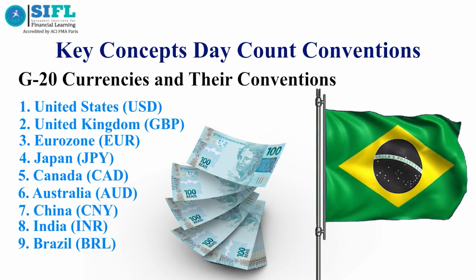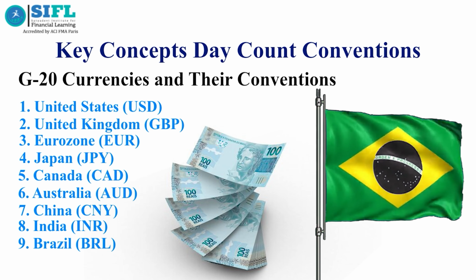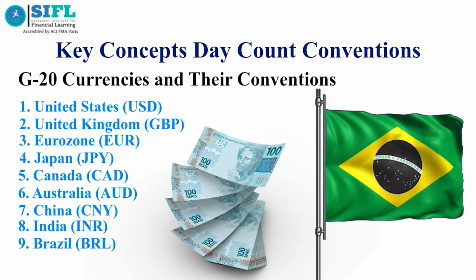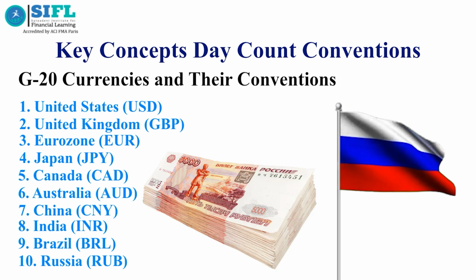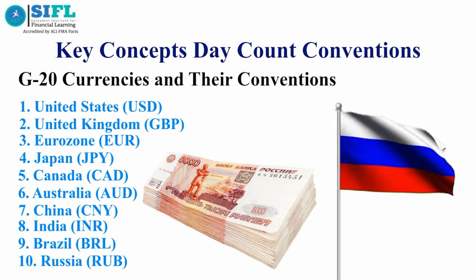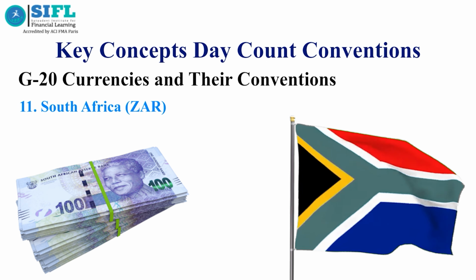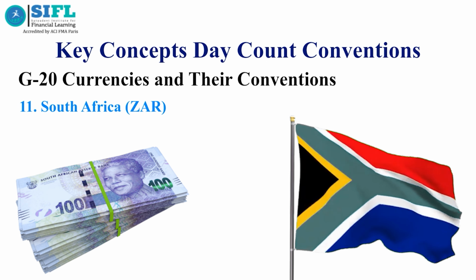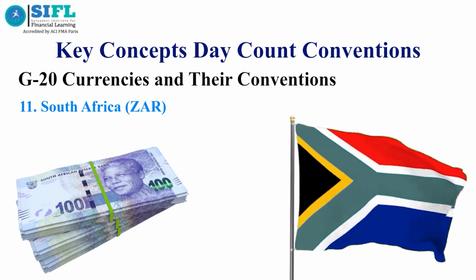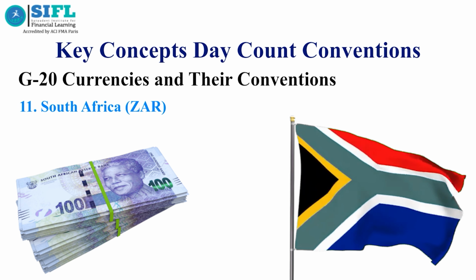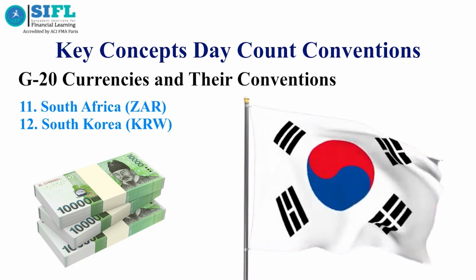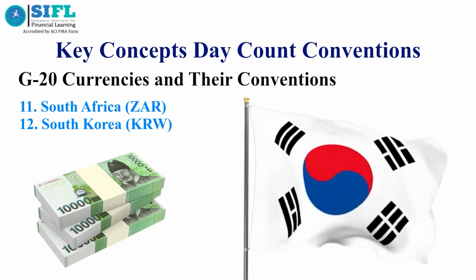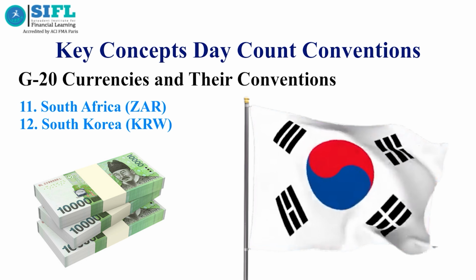9. Brazil BRL. Convention. 252 business days. Used for money market instruments. 10. Russia RUB. Convention. Actual by actual. Used for money market instruments. 11. South Africa ZAR. Convention. Actual by 365 fixed. Used for money market instruments. 12. South Korea KRW. Convention. Actual by 365 fixed. Used for money market instruments.